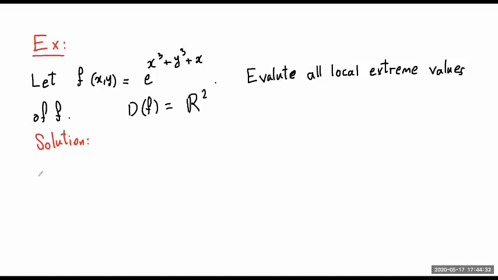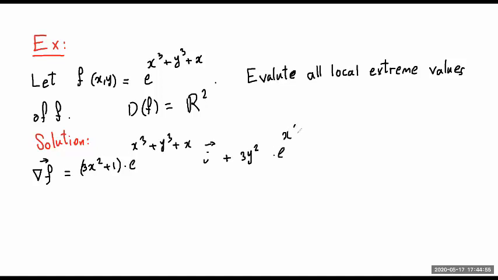So let's calculate the gradient. What is the gradient of the function f? The partial derivative of f with respect to x is (3x power 2 plus 1) times e power (x^3 + y^3 + x), times i, plus 3y^2 times e power (x^3 + y^3 + x), times j.